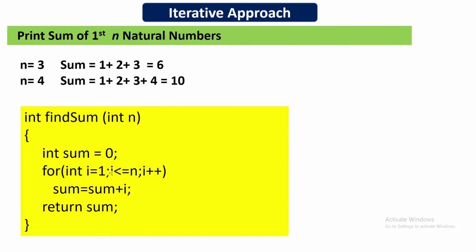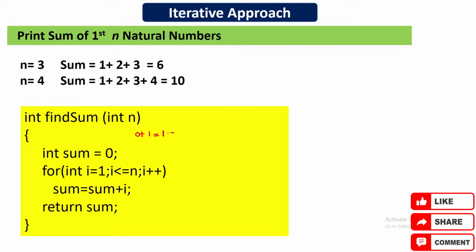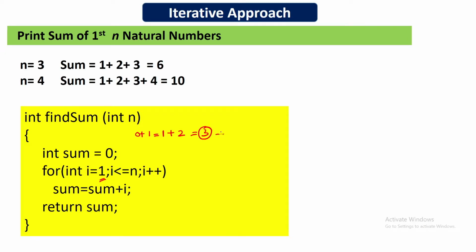So for n equal to 3, this loop will be true for i equal to 1, i equal to 2 and i equal to 3, and this i will be added to the sum. Initially sum is 0, so 0 plus 1 is 1. Next time i will be 2, so 2 plus 1 will be 3. Then next i will be 3, so this i will be added with the previous sum, giving 6. Then the loop will be false and sum, which is 6, will be returned.